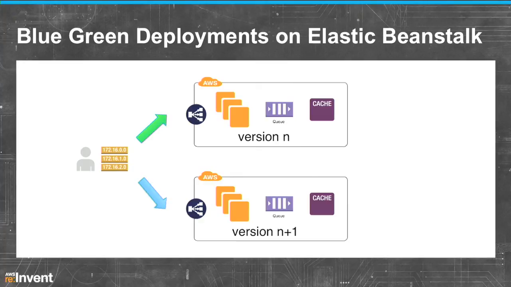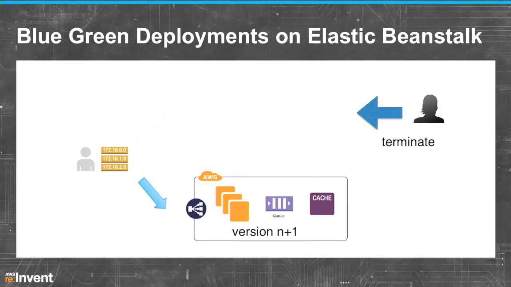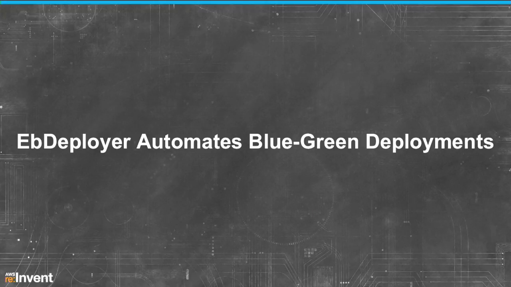sorry, one second. The clicker stopped. OK. And then you go and terminate the old instance, because you don't want to pay for the stack and keep on maintaining that, right? So a lot of manual steps involved. So what does EB Deployer do? EB Deployer automated this whole process out of the box by removing all the manual steps.